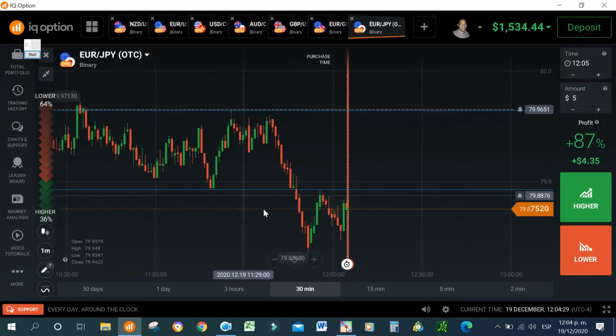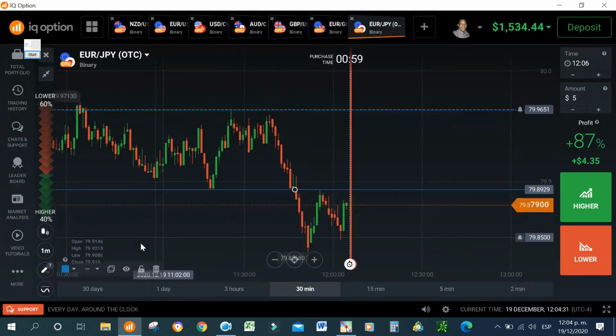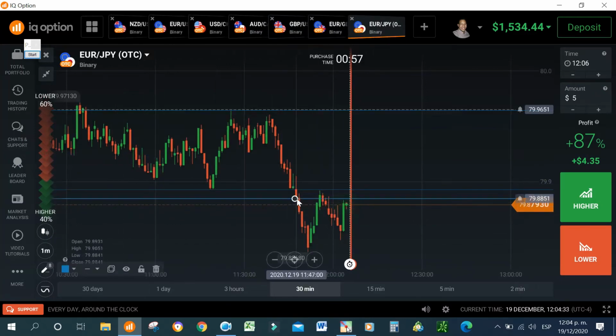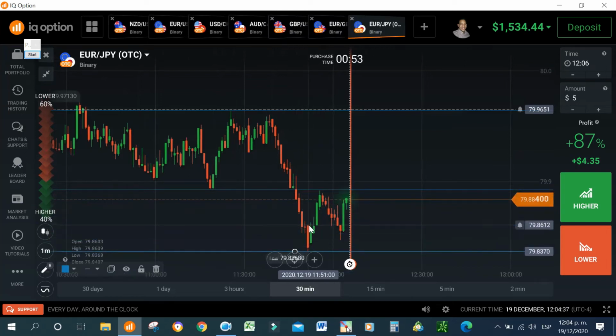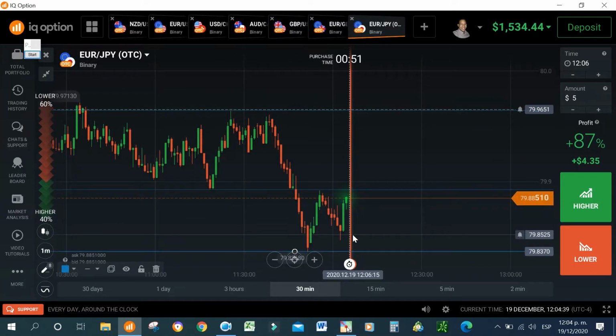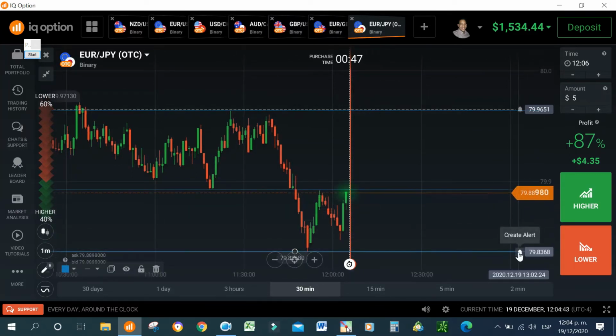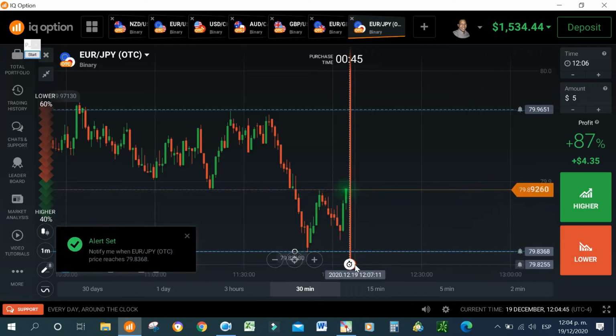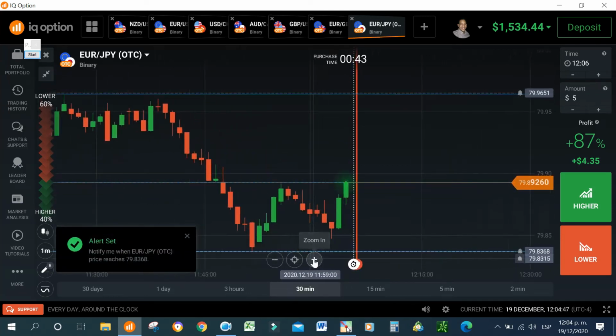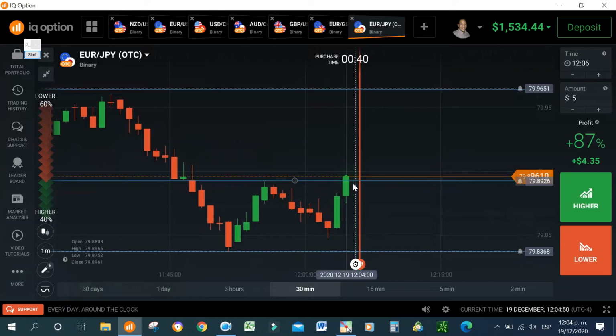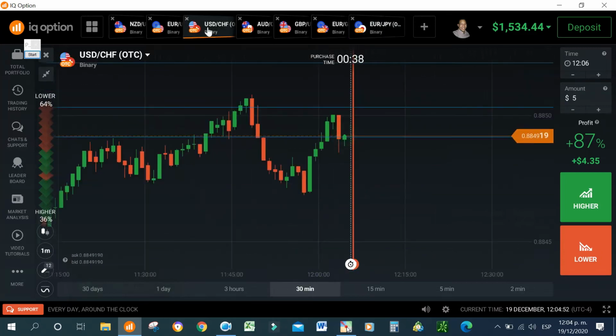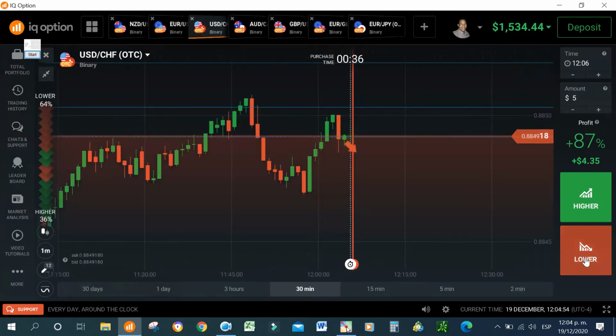But anyway, let's place another support level just here on this new low, and let's set an alert. Right, let's see what's going to happen here. In the meantime, here we have a great opportunity to go down.